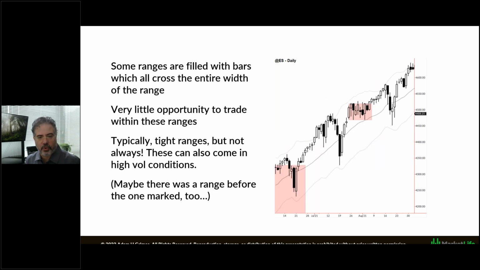Here's a good example of a range that is completely filled by bars. Many of the bars in this range cross through the range. There's very little opportunity to set up trades there. These are often in very low volatility conditions, as they say here. They also can happen when the volatility is expanded. You might argue there's an earlier range somewhere here too.